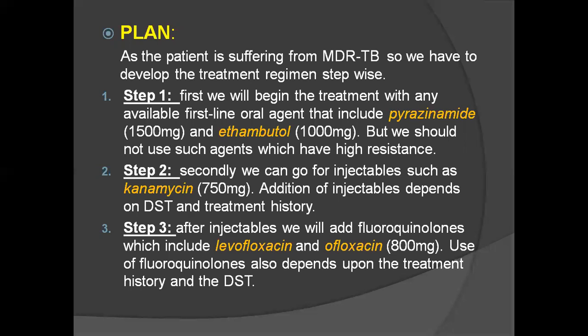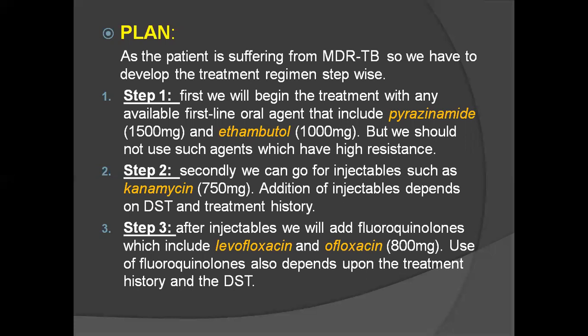Okay, for the first step, you will begin the treatment with any available first-line oral agents, which include pyrazinamide, 1500 milligram, and ethambutol, 1000 milligram. But we should not use agents to which there is high resistance. For example, in first-line treatment we have rifampicin and isoniazid. In this case, we should not use isoniazid and rifampicin because the patient has already become resistant to those drugs. So we can switch to the other first-line oral agents, pyrazinamide and ethambutol.